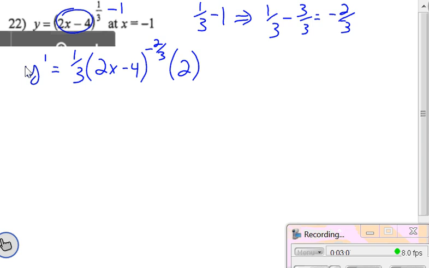So at this point, all we've done is take the derivative, and that is our answer for the derivative. But it says find the derivative at x equals negative 1. So we have to plug in x equals negative 1.